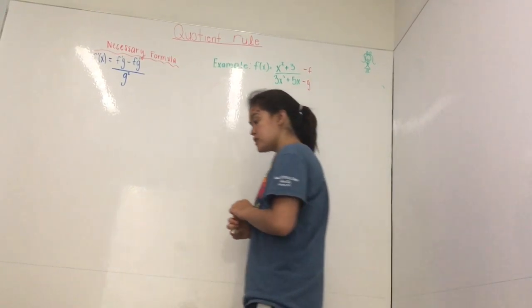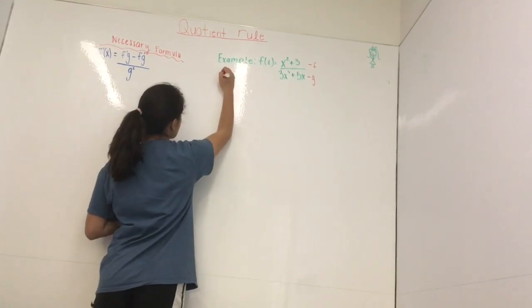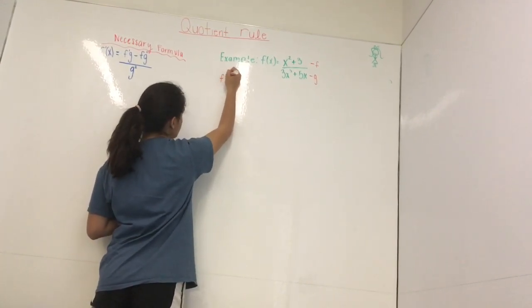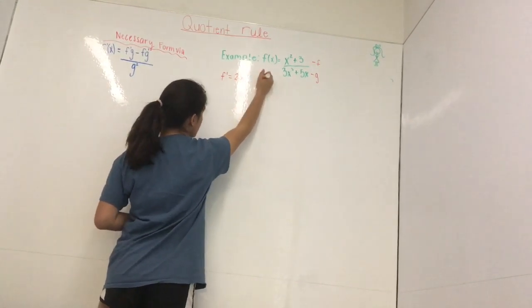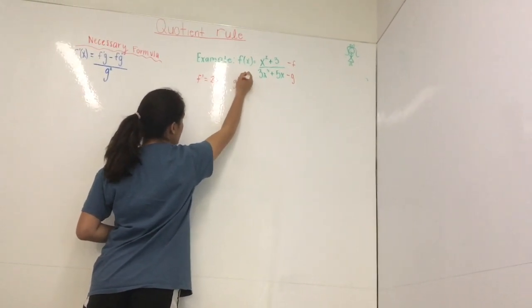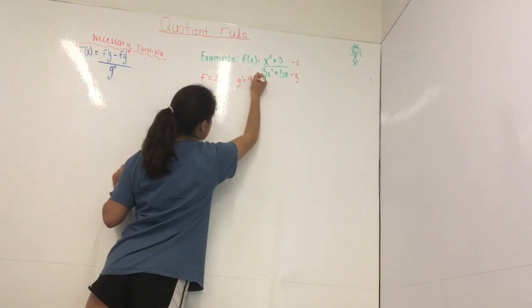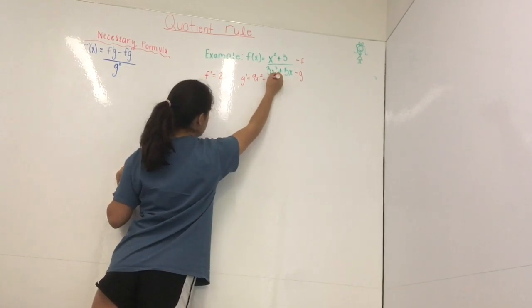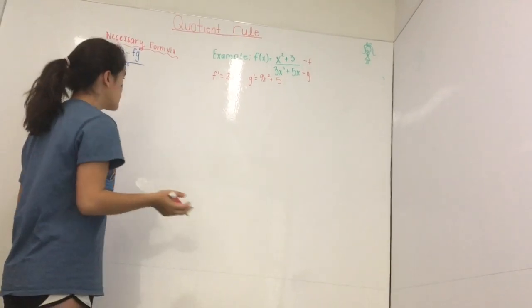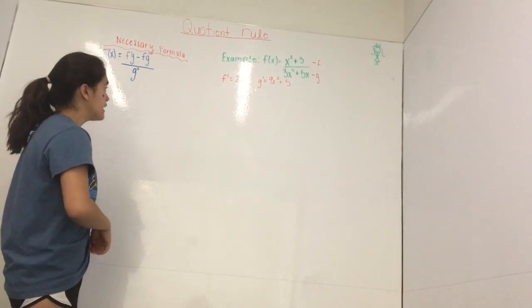So the numerator in this scenario is f, and the denominator is g. First, as always, we need to find the derivatives of f and g by themselves. The derivative of f is a simple 2x, and the derivative of g is 9x squared plus 5. Then we're going to plug it into our formula.